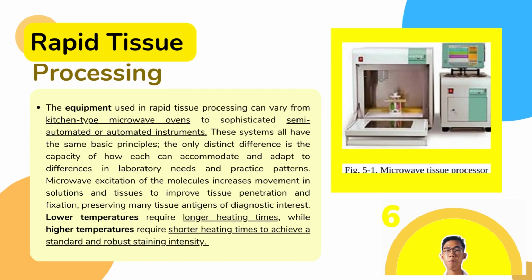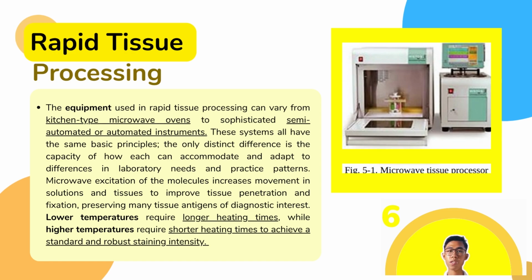So under the rapid tissue processing is the equipment. The equipment used in the rapid tissue processing can vary from the kitchen-type microwave ovens to sophisticated, semi-automated or automated instruments. These systems all have the same basic principles. The only distinct difference is the capacity of how each can accommodate and adapt to the differences in the laboratory needs and practice patterns. Microwave excitation of the molecules increases movement in the solutions and the tissues to improve tissue penetration and fixation, preserving many tissue antigens of diagnostic interest.